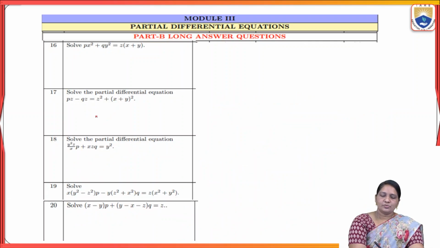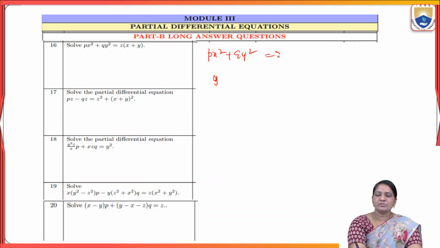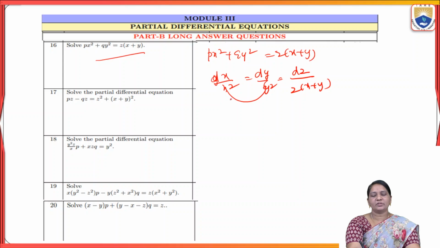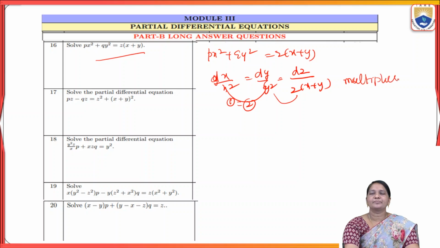See the next one. Here, this is p x square plus q y square equal to z into x plus y. So we are going to write the auxiliary equation, that is dx by x square equal to dy by y square equal to dz by z into x plus y. So one solution you can get from the grouping method for 1 equal to 2, and after that we can take the method of multipliers. That means we have to select the multipliers to get the solution for the second one. So we can write the final general solution by using this.